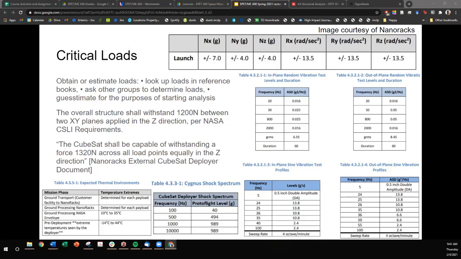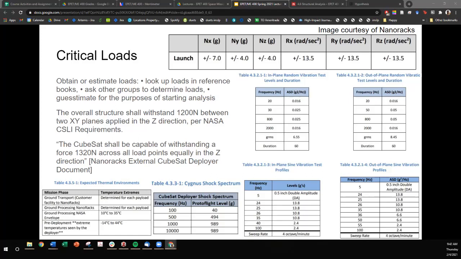Now that I'm looking at these two requirements, there's one requirement that supersedes the other. In spacecraft design, we typically like to be more conservative. So in this case, this requirement of 1320 newtons is a more stringent or more rigorous requirement compared to the CSLI requirement. So we would design to this requirement.